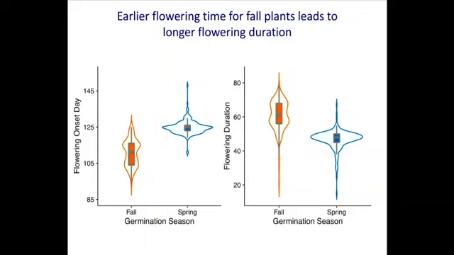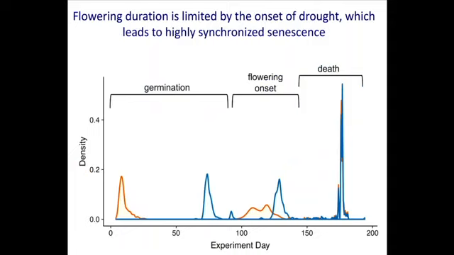The reason why fall plants flower for longer is actually not necessarily because they have a lot more resources to invest in growth and flowering. The reason why they flower for longer is because death is highly synchronized. The end of the growing season happens for all plants all at once when drought sets in and the rains stop. And so the fall plants have a longer growing season, and a longer flowering season because they start flowering earlier.